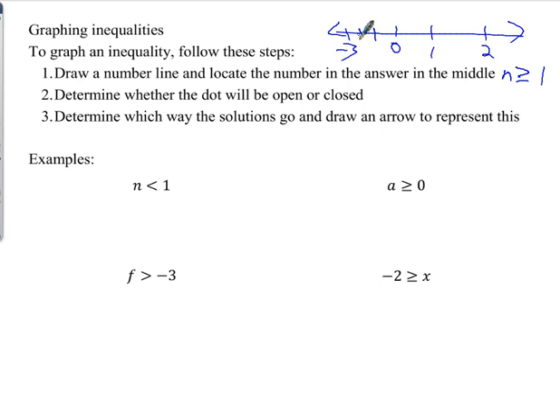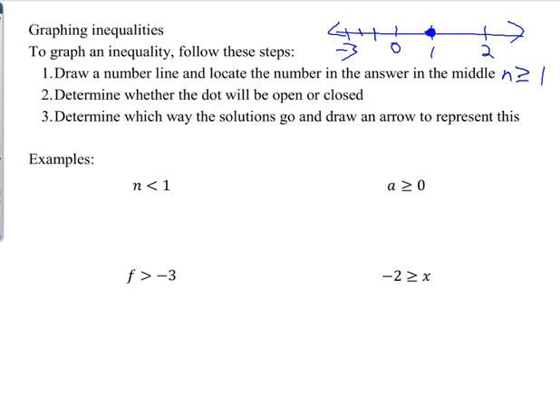All right, determine whether the dot will be open or closed. What that means is, look at your symbol. In this case, can I actually be at 1 or can I not actually be at 1? I can be at 1. When I can be at 1, and this is in your notes already, I use a closed dot. So I go to 1 and I put a closed dot on 1, just like that. Because my answer says I actually can let n be 1.